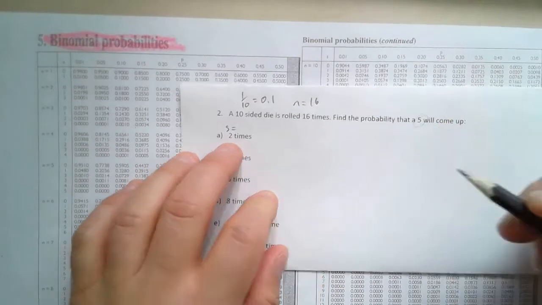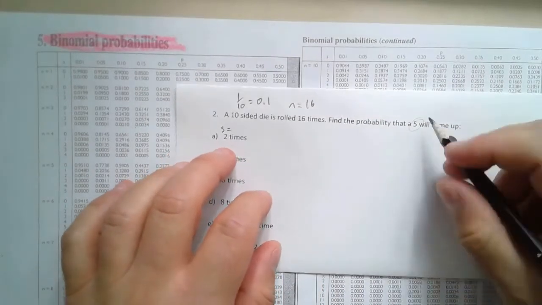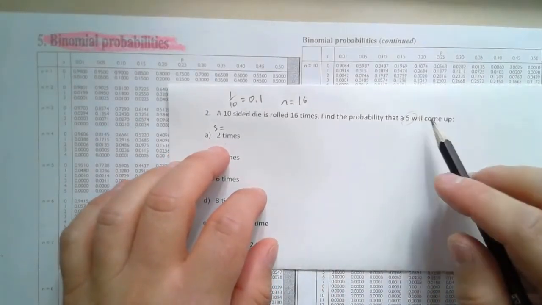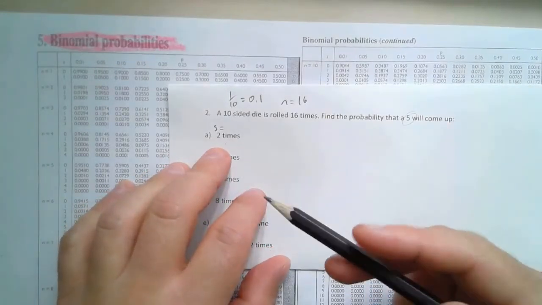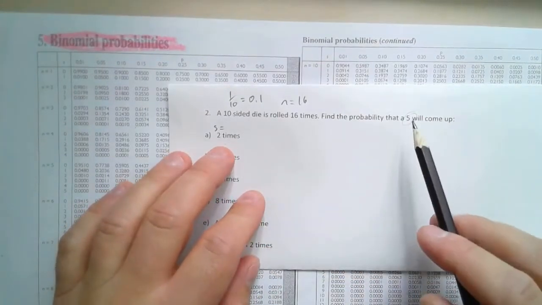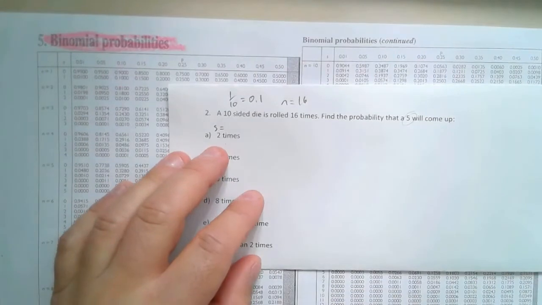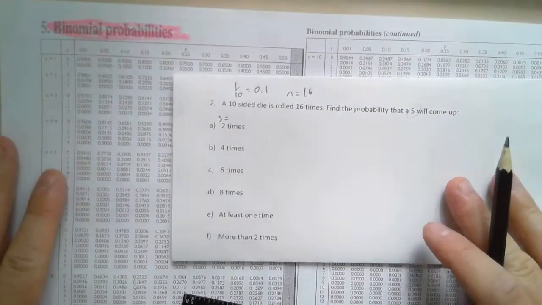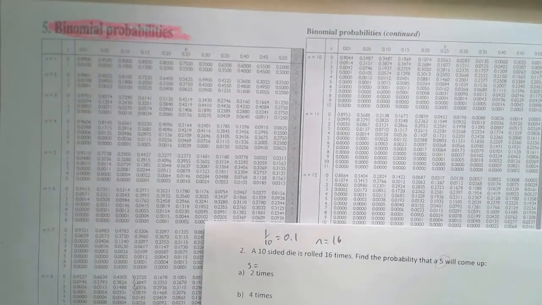The fact that a 5 is there doesn't matter. It could be find the probability that a 6 will come up 2 times. We're looking for the probability that a number will come up 2 times. Then we look at our table of numbers, and it's really easy from here.